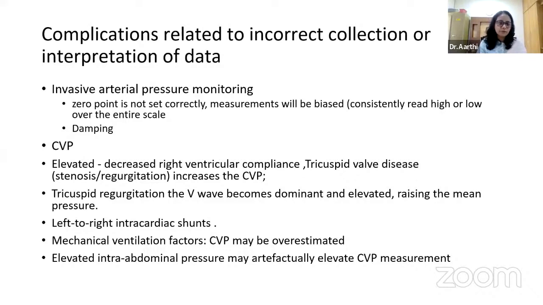And with respect to CVP, as I was telling you earlier, decreased right ventricular compliance and tricuspid valvular diseases increase the central venous pressures. And in positive pressure ventilation, central venous pressures are also overestimated. And in patients with high intra-abdominal pressure, for example, in laparoscopic surgeries, the central venous pressures may be artifactually elevated.